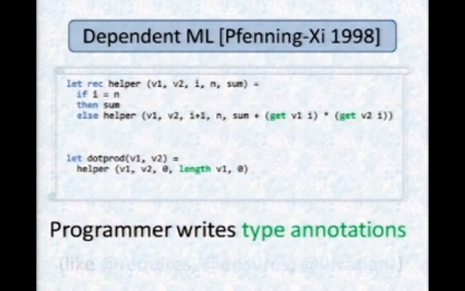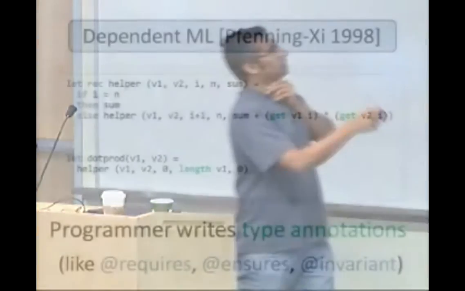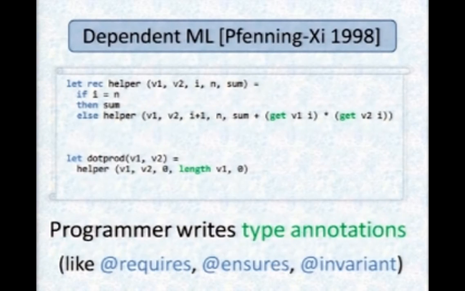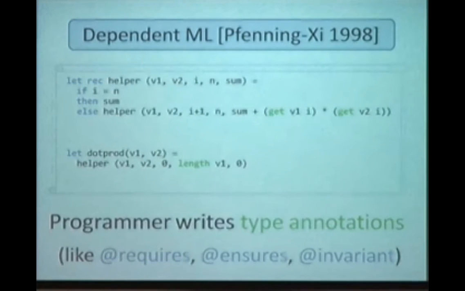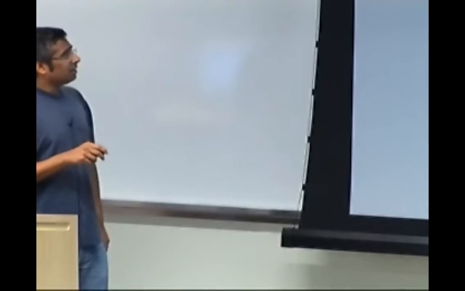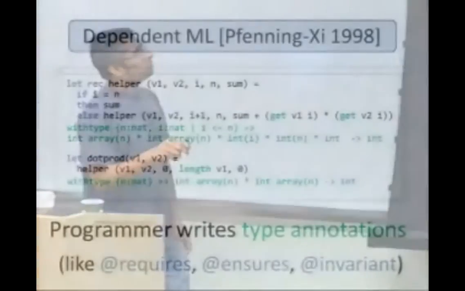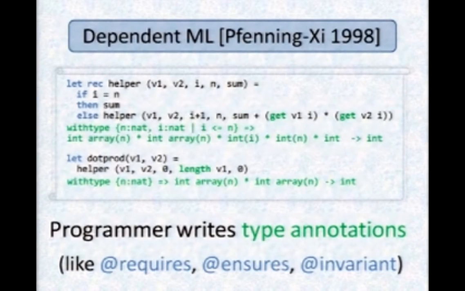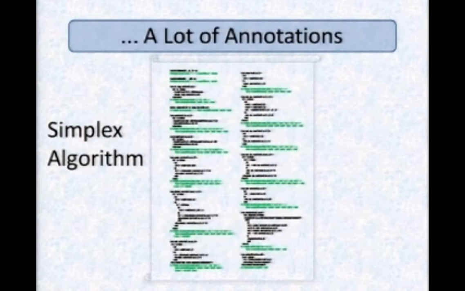The trouble with this approach is that one has to write a lot of type annotations in order to prove that, for example, in this little function, these gets are safe, that these gets happen within bounds. One has to write a whole bunch of type annotations, which are basically requires, ensures, invariant annotations, preconditions, postconditions, loop invariants, etc. For example, just for this tiny little program in a system of Xi and Pfenning's from '98 called Dependent ML, one would have to write all these green things, which are the annotations.